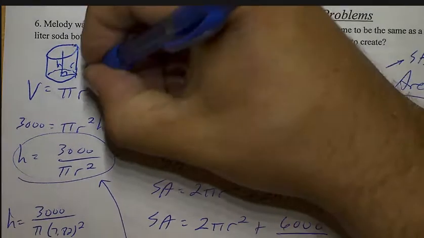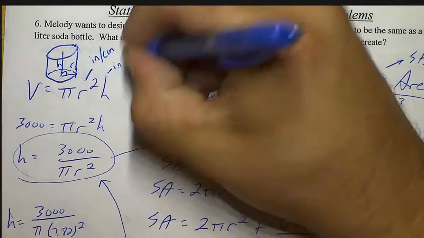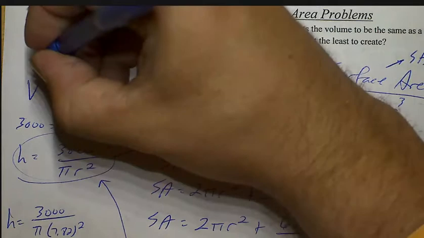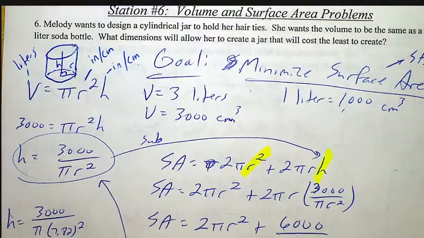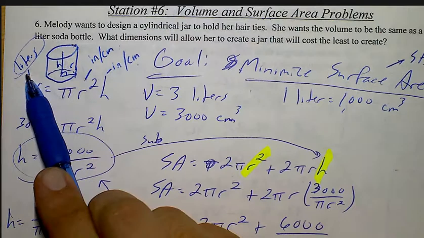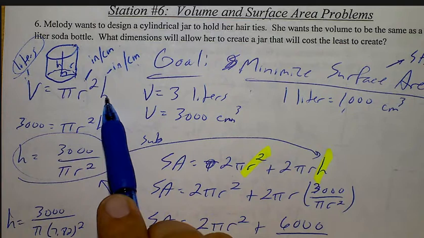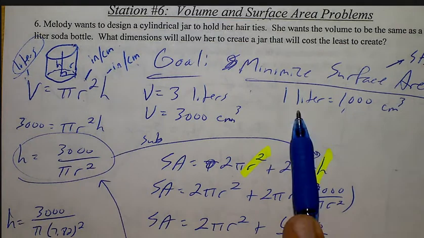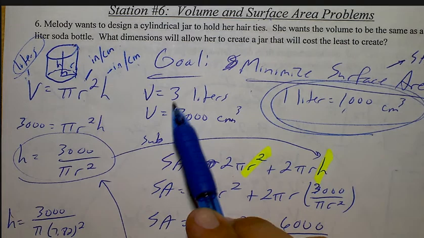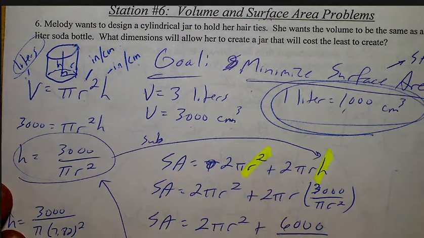So 1 liter is 1,000 cubic centimeters. That means 3 liters is 3,000 cubic centimeters. Now if I change my volume to cubic centimeters, my radius and height will also be in centimeters. So my units are consistent. That's why this got changed to 3,000, just because of units. So I have centimeters cubed, square centimeters, and centimeters. It all multiplies together.